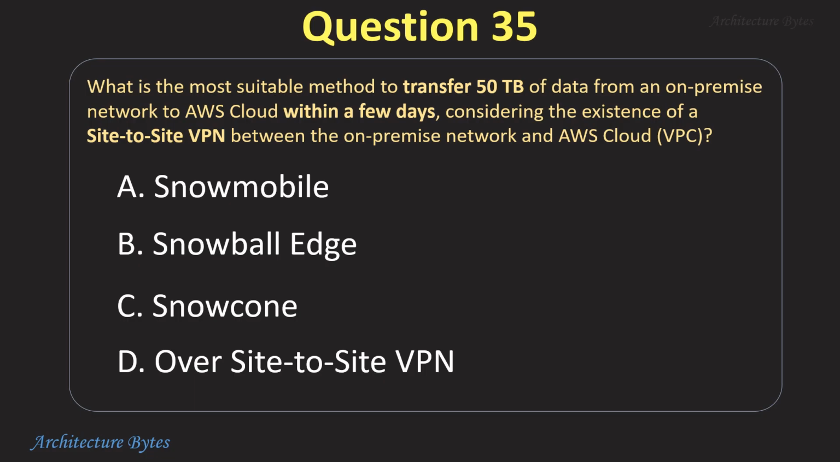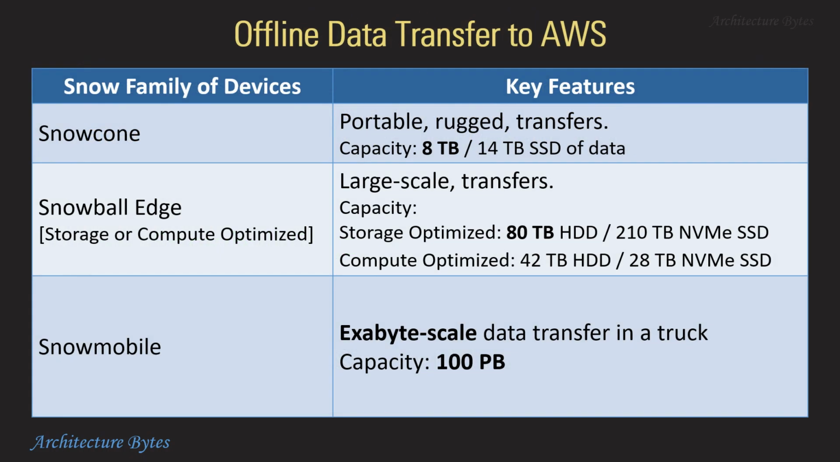What is the most suitable method to transfer 50 terabytes of data from an on-premise network to AWS cloud within a few days, considering the existence of a site-to-site VPN between the on-premise network and AWS cloud? Let's look at Snow family of devices which offer offline data transfer to AWS. Snowball. This has a capacity of about 8 terabytes. Snowball Edge. This comes in various flavors like storage or compute optimized. For example, storage optimized has about 80 terabytes of HDD storage.